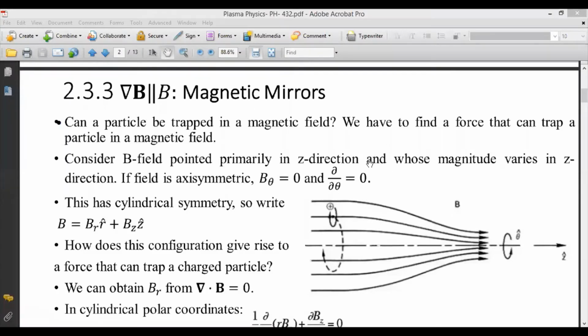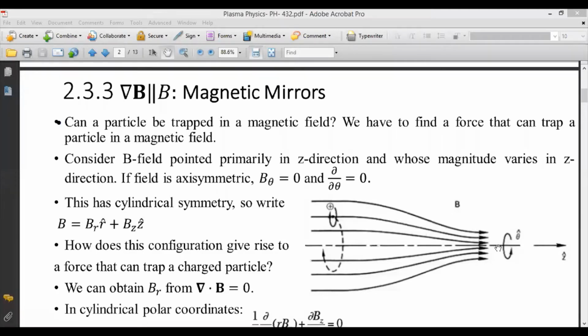So can a particle be trapped in a magnetic field? This is our question for today. We have to find a force that can trap a particle in a magnetic field. So we consider a magnetic field pointing in the z direction and whose magnitude varies in the z direction.